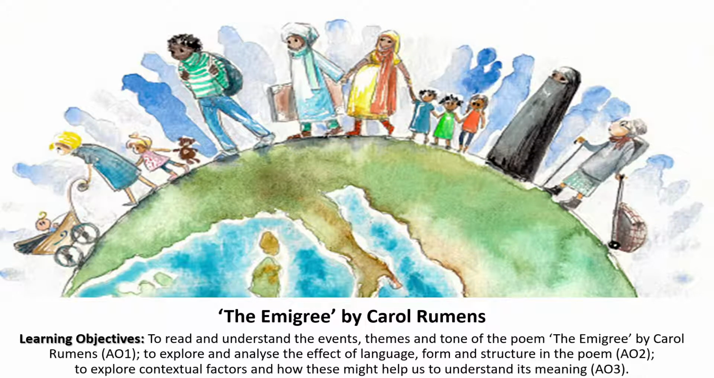The learning objectives of the video are to help you with the 3 assessment objectives that you're going to be assessed on when you write about this poem in an exam. So first of all, assessment objective 1 is simply to help you be able to read and understand the events, the themes and the tone of the poem. Then moving on to assessment objective 2, I'm hoping to help you explore and analyse the effect of language, form and structure in the poem so you can explain how the poet's choices make meaning. And then finally, assessment objective 3, to explore the contextual factors and how these might help us to understand its meaning. So that's being able to think about why the poet might have presented these ideas in the way that she has.